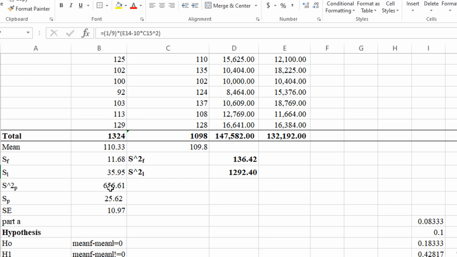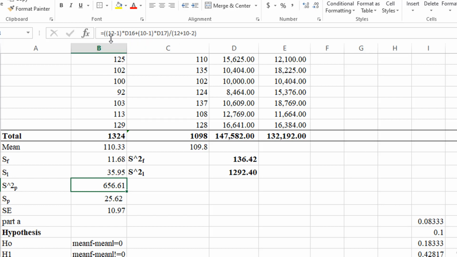So the same formula I have applied here. Look at this, this is Sp square. So what I am going to do, first you determine the Sp pooled estimate. It is obtained by (n1 minus 1) into s1 square plus (n2 minus 1) into s2 square, divided by n1 plus n2 minus 2.